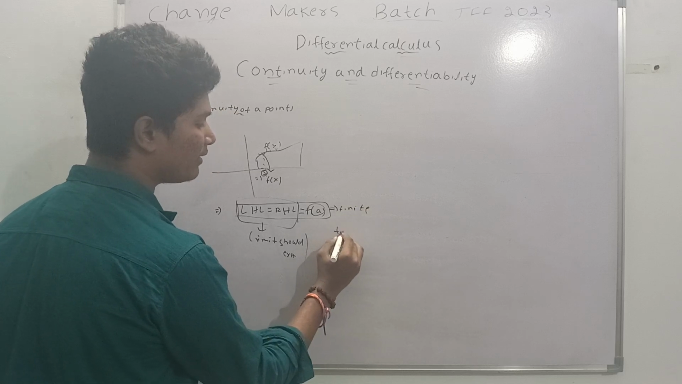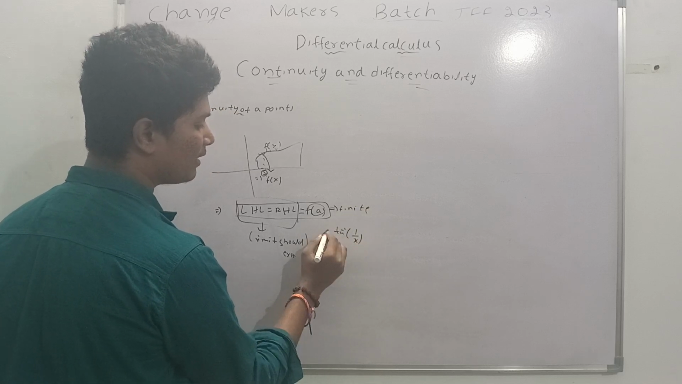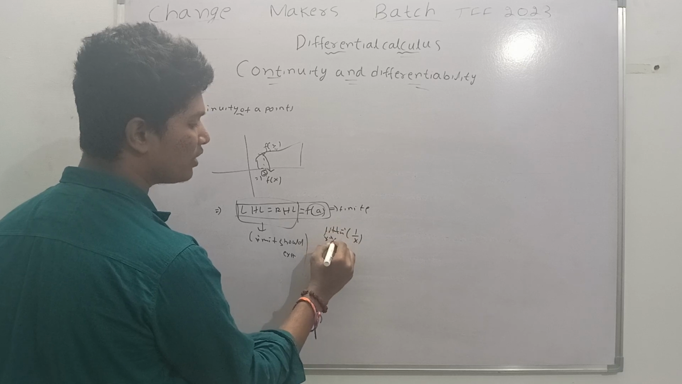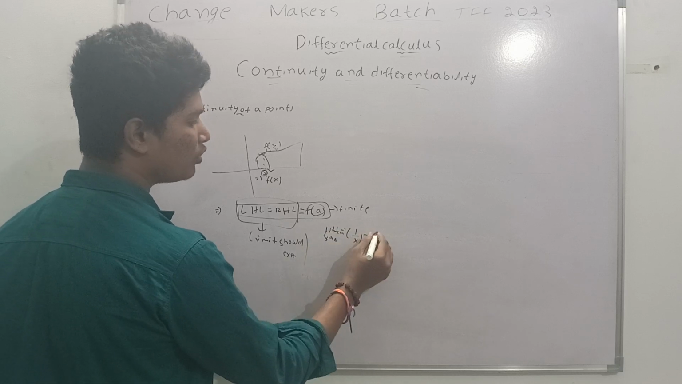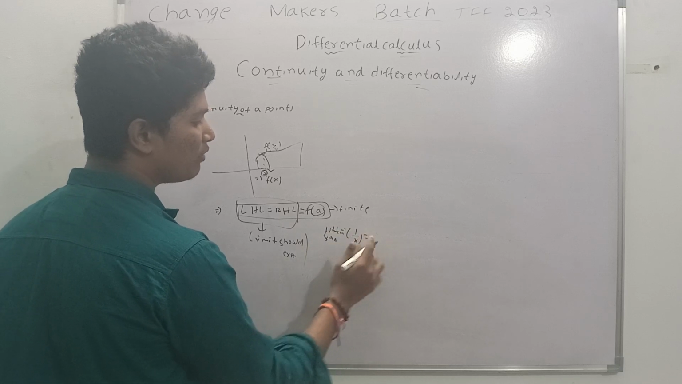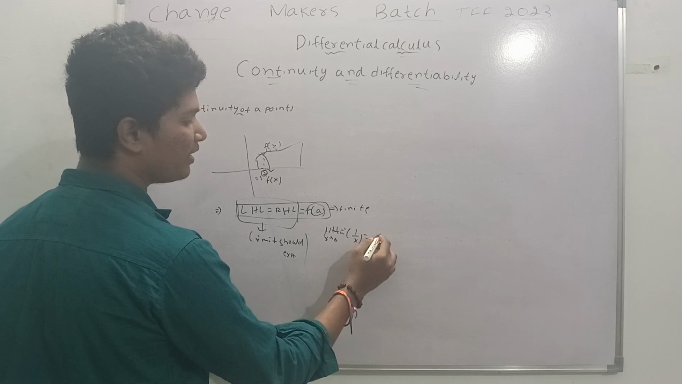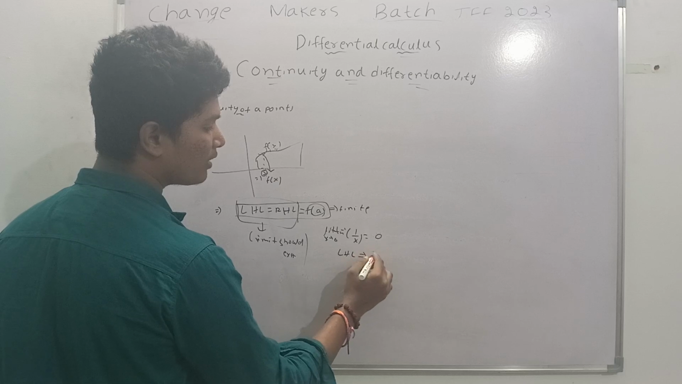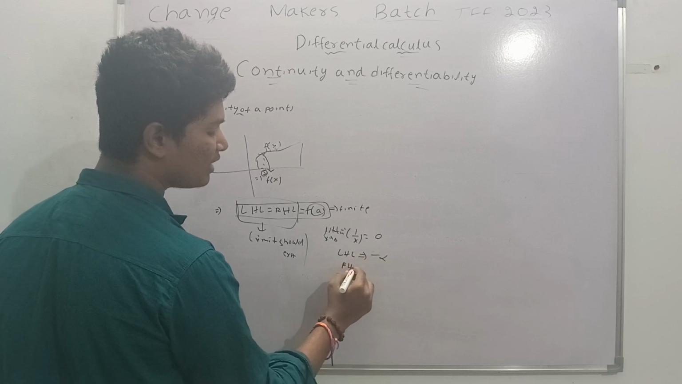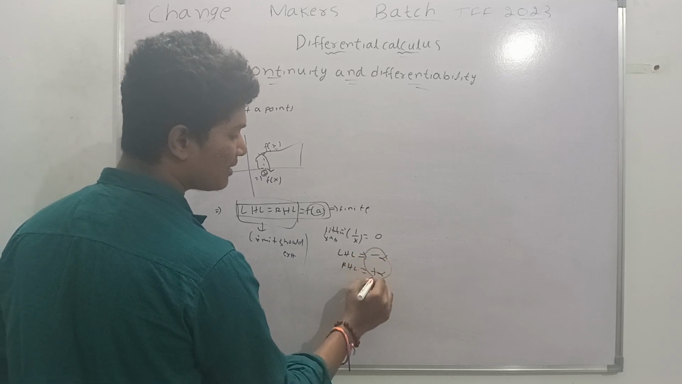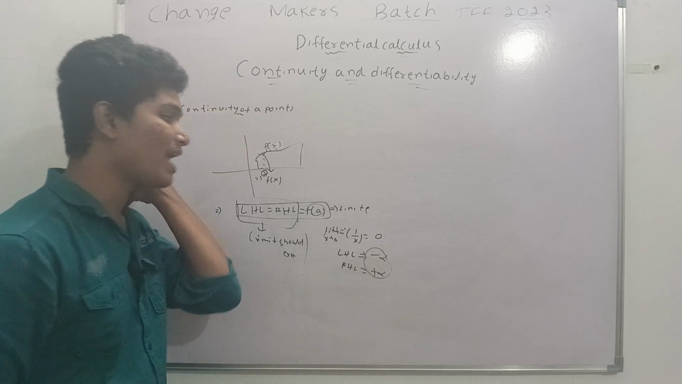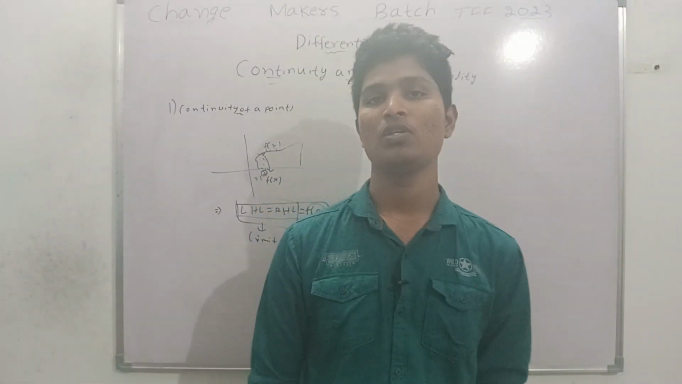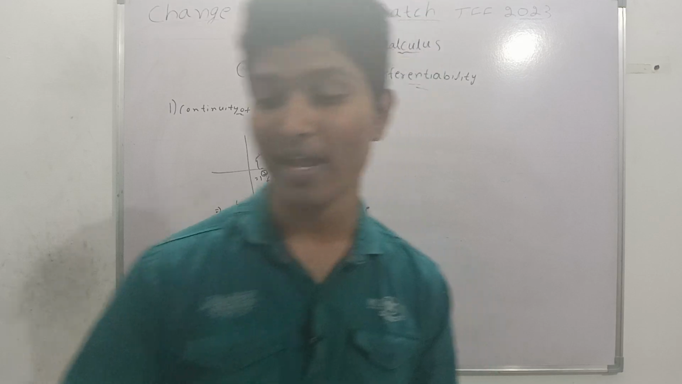Suppose we take tan inverse of 1 by x, with the limit extending to 0. What will you get? 1 by 0 is infinity. If you take the LHL, you get minus infinity, and if you take the RHL, you get plus infinity. So these two are not equal, and they are also not finite. So it is very important to check whether they are finite or not.